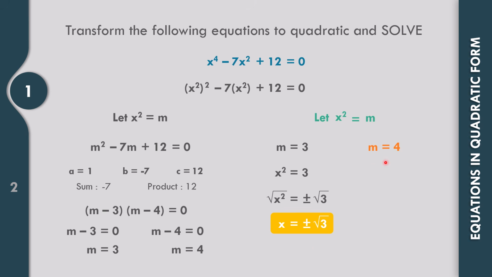Afterwards, let us proceed to the second one, m equal to 4. So it means x squared is equal to 4. Write the square root on both sides, positive and then negative. Cancel the 2 and the radical sign, that becomes x. It is equal to the square root of 4, that is 2. So positive, negative 2. So the answers are square root of 3, negative square root of 3, and positive 2 and negative 2. So we have 4 answers because our highest exponent is 4.